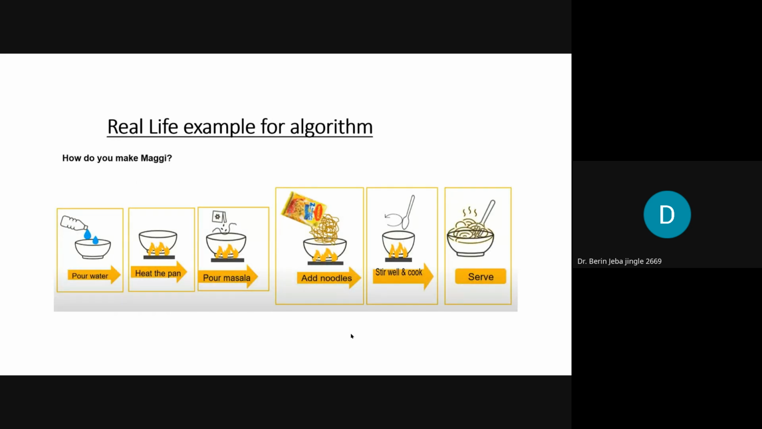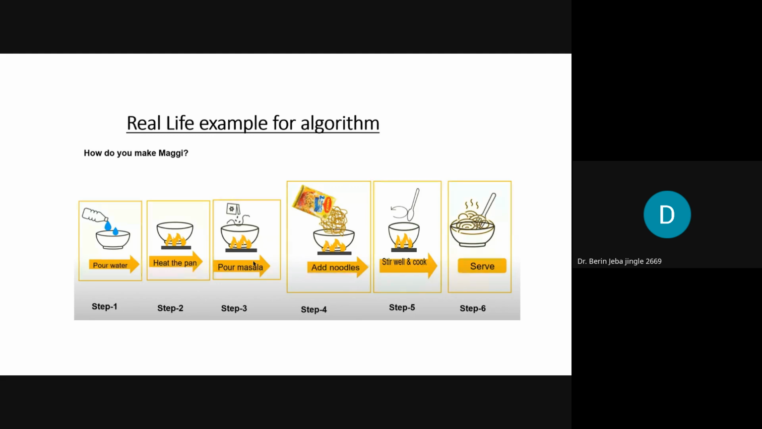In a real life example, an algorithm is a step-by-step process. For example, you want to make Maggi noodles. If you want to prepare it, first you pour water in the pan, heat the pan, then put the masala, then add the noodles, stir it well, cook and serve. This is an algorithm for making Maggi. It's a real time example. Likewise, in order to solve a problem, we use some step-by-step tasks.